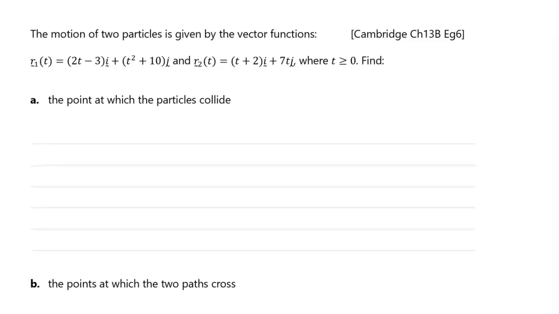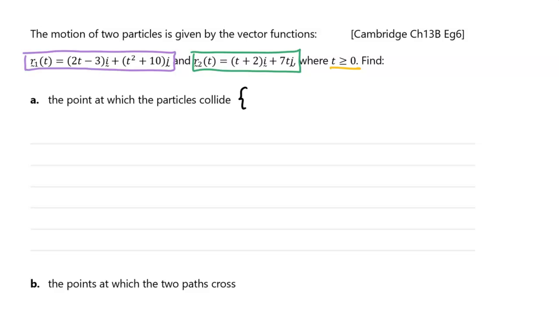We've now got a question with two particles. We've got these vector functions or position vectors for any time t. We've got r1(t) and r2(t), and we're again told that t is greater than or equal to 0. Cool. So we want to find the point at which the particles collide. Now remember, to collide there are two conditions that must be met. They have to have the same coordinates, and it must be at the same time, keeping in mind that time needs to be greater than or equal to 0.